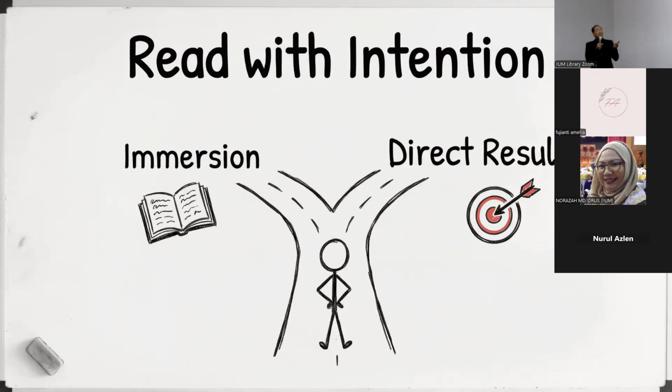It's immersion. But like 70% of the time, I read the research paper for direct result. I want a direct result. I want to find something here. I want to get the finding, the method, or anything that I can add to my research paper here. So there are two ways. Okay. So we need to set the intention at the first time. We want to read it to immerse in the paper for leisure time, maybe, or just want to enjoy, or you want to get the direct result, right?